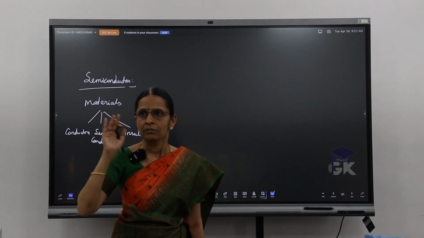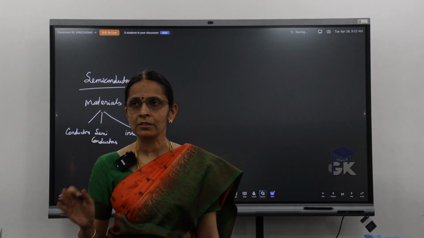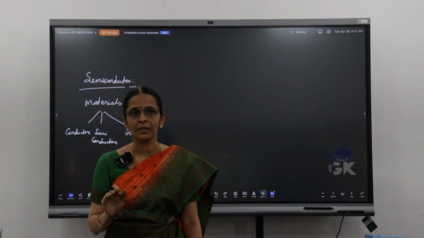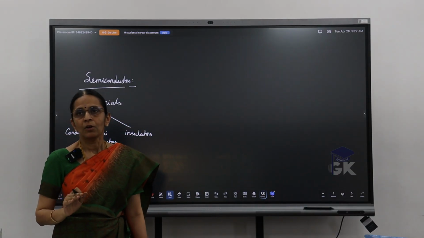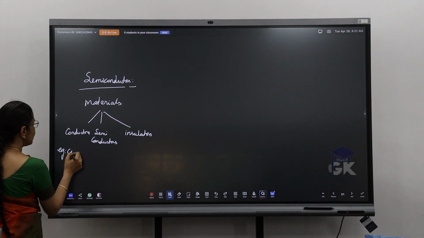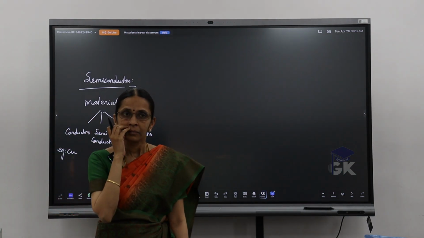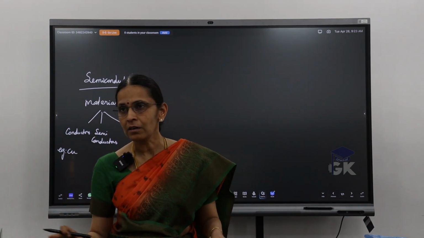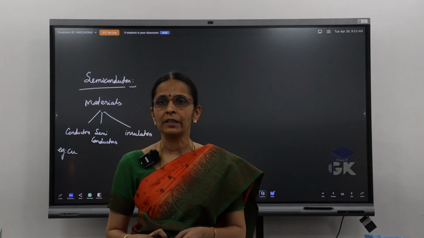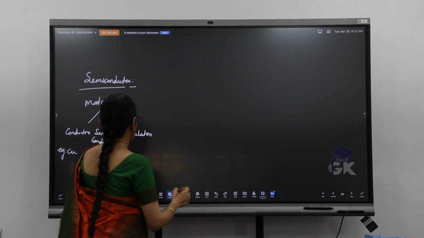So conductors, what are they? Which allow your electrons to pass through or your electricity to flow through. Classic example is copper. And insulators, it does not allow your current to pass through. So example is plastic, wood, and all that.